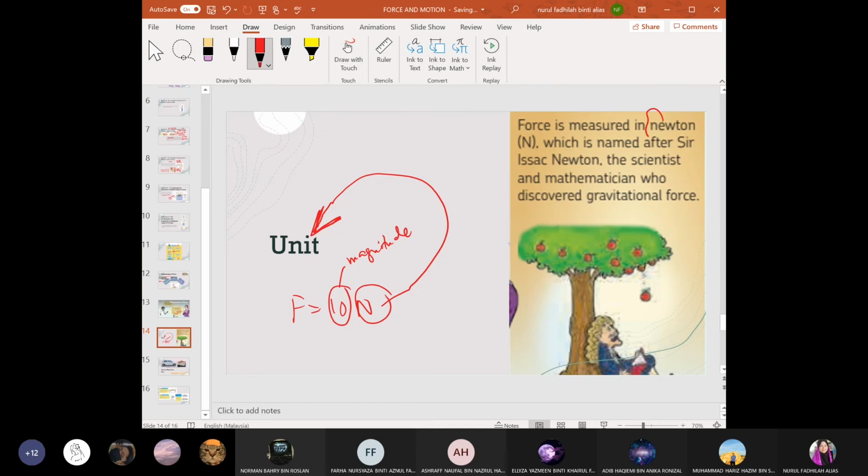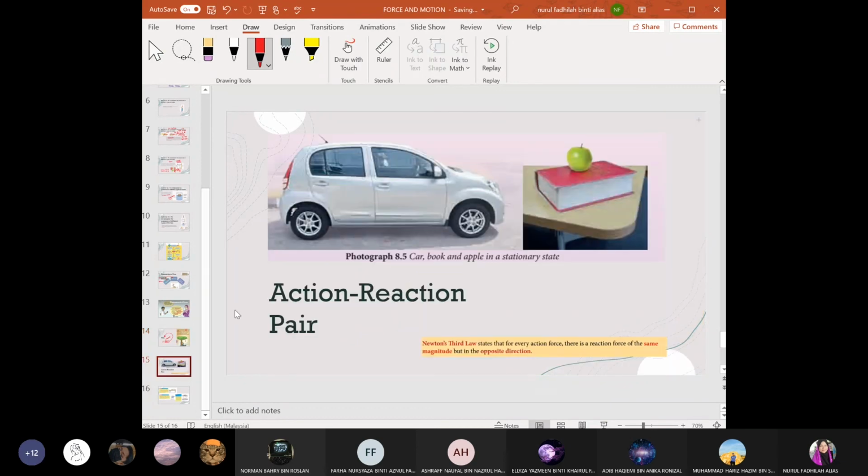When you want to spell it, we use small letter newton. When you want to write the symbol, we use capital letter. Okay, so this is named after Sir Isaac Newton. Alright, so he says that he was the one who discovered about gravitational force. Okay, and then we need to know about action-reaction pair.